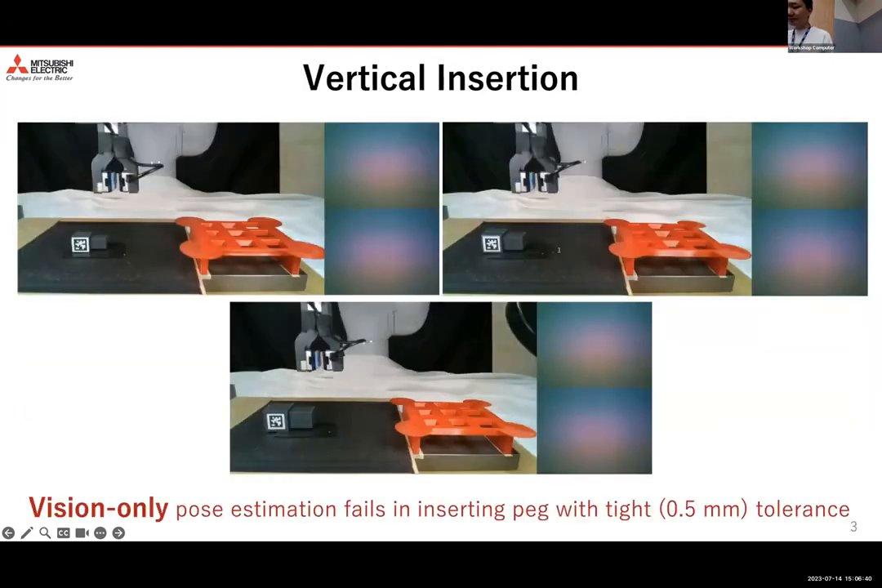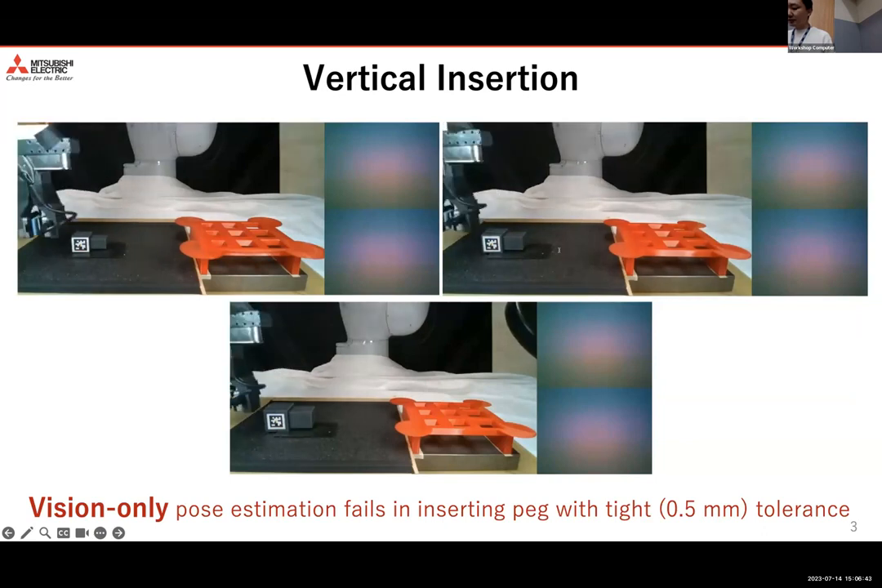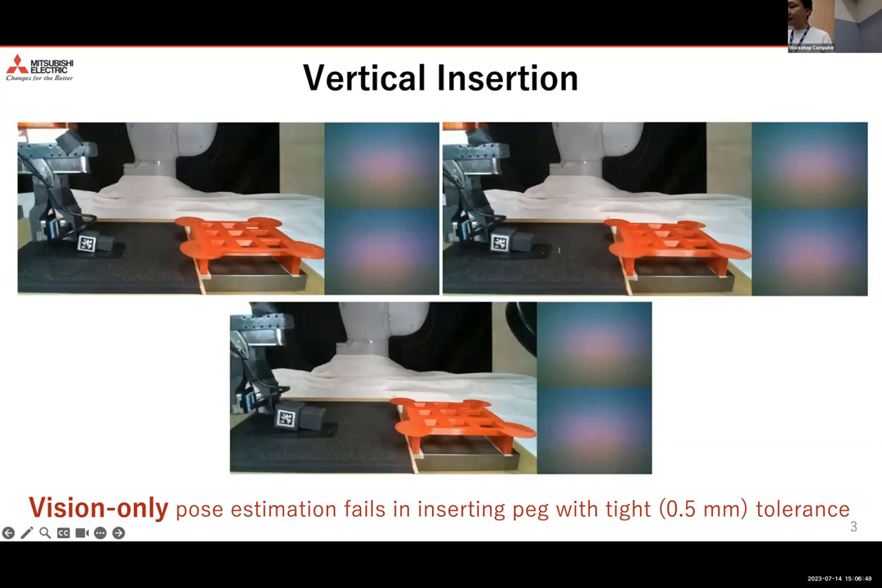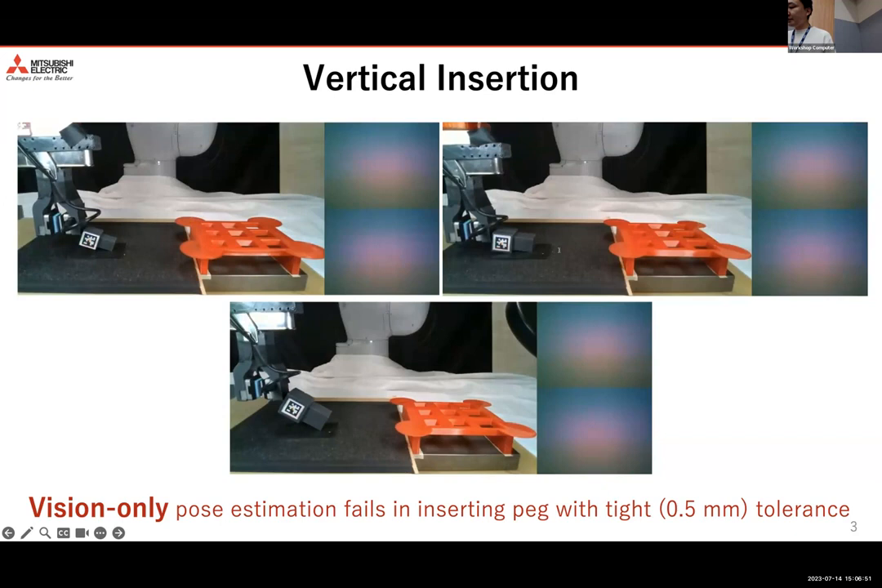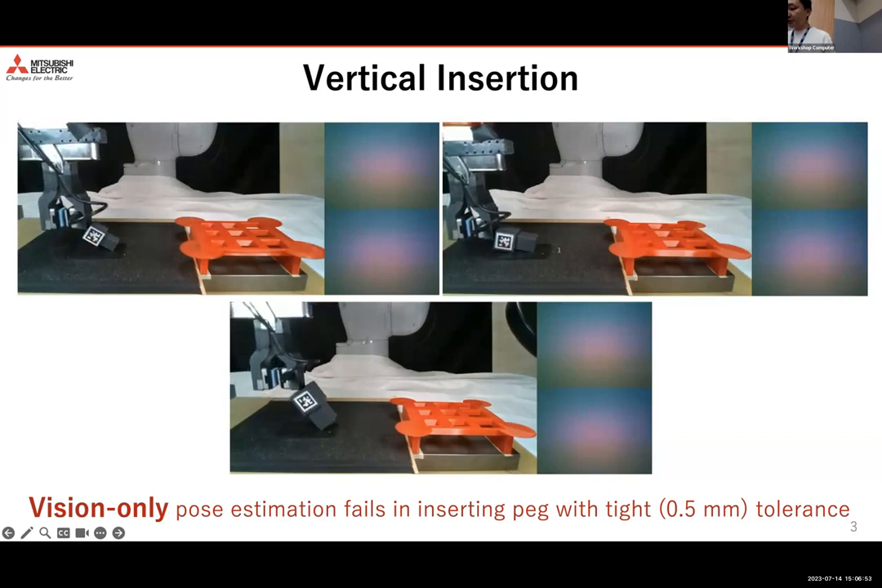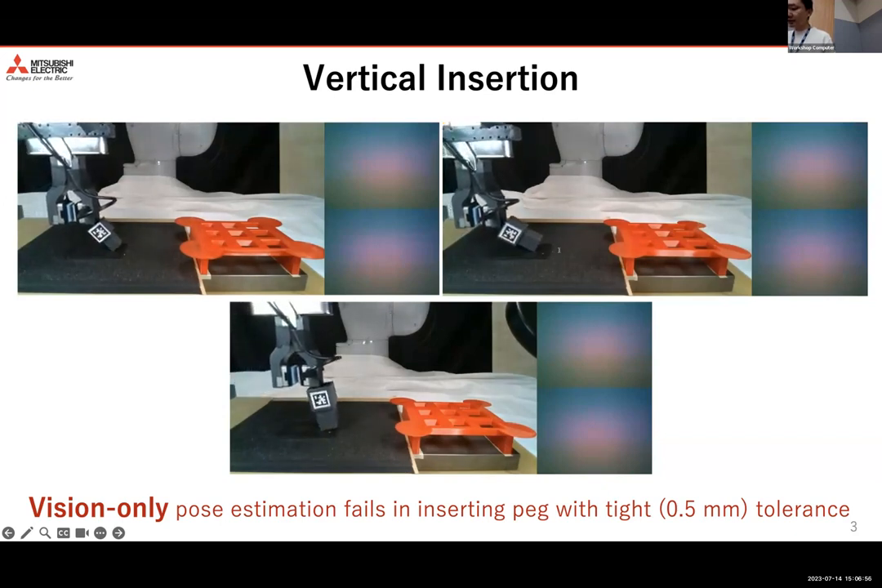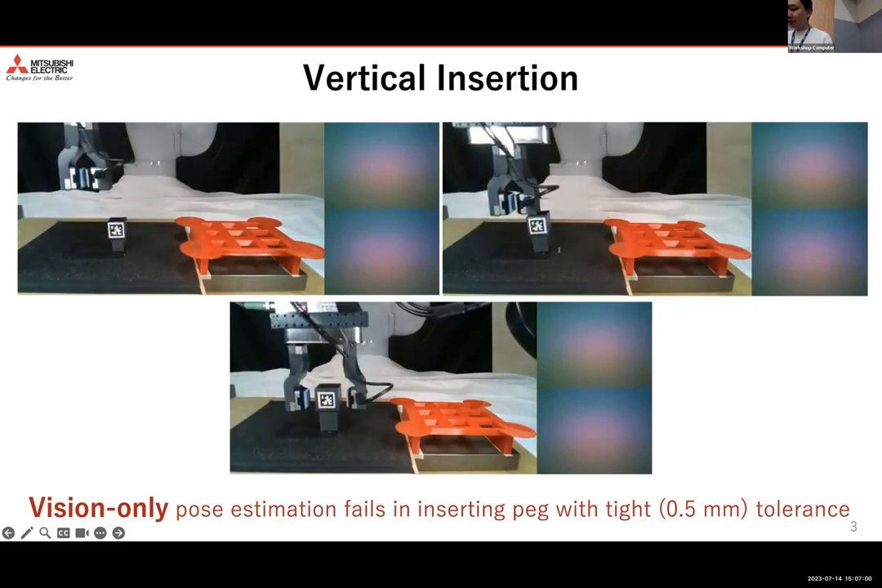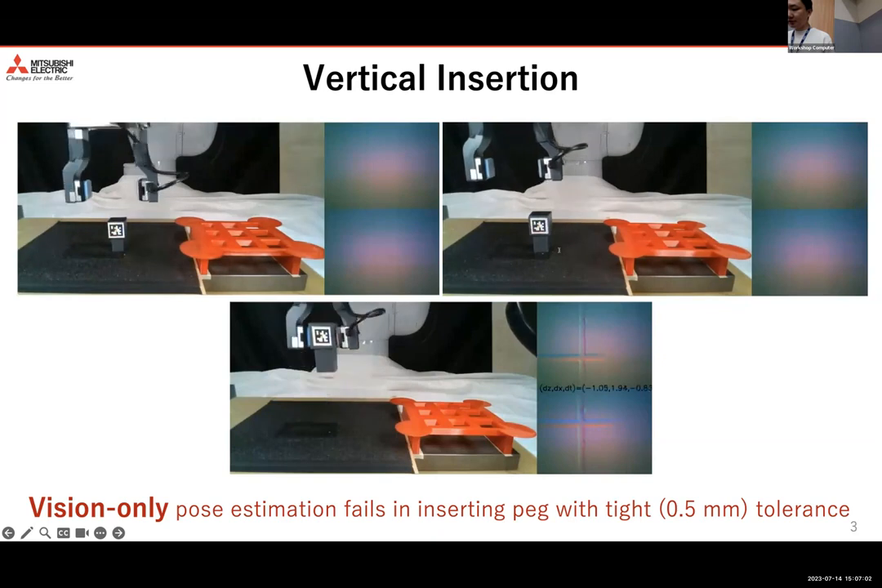0.5 millimeter. These movies show the vertical insertion of three different sized pegs, relying only on vision, meaning the pose of the peg is obtained by the AprilTag. However, the precision of the AprilTag is around 3 millimeters on average, so the robot fails in completing the insertion into the tight-tolerance holes. We will solve this problem by closing the loop using vision-based tactile sensors.